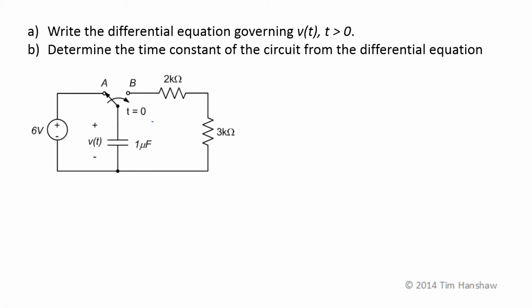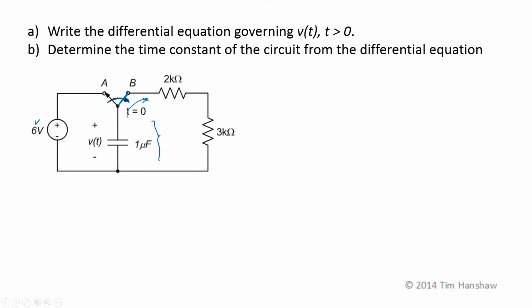We're given a circuit that has a capacitor. At t equals 0, the switch moves from position A to position B. So before t equals 0, the 6-volt source here charges up the capacitor. At t equals 0, the switch moves to position B and the capacitor starts to discharge through these two resistors.